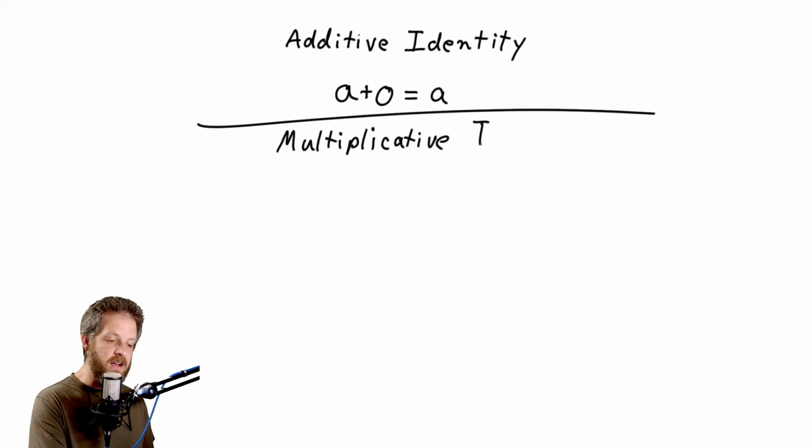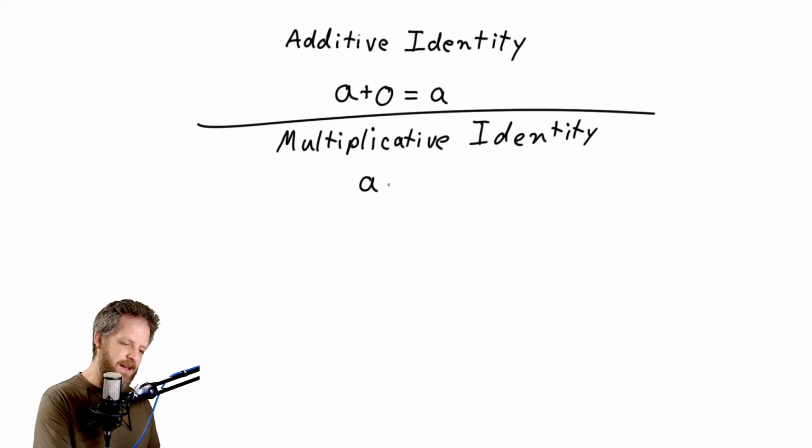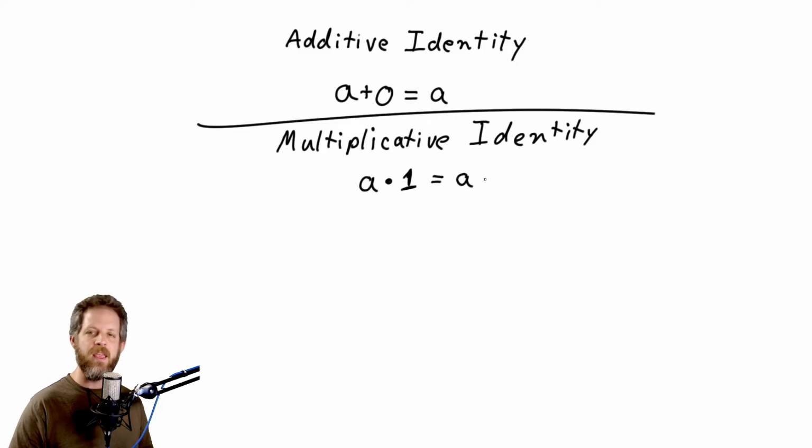Multiplicative identity. So the multiplicative identity is the same idea. What can you multiply times any other number and it ends up being the same thing? So think about that for a minute. What number can you multiply times any other number and it stays the same? Did you figure out that one? It's 1, of course. Because any number times 1 equals that same number. So that's the multiplicative identity.